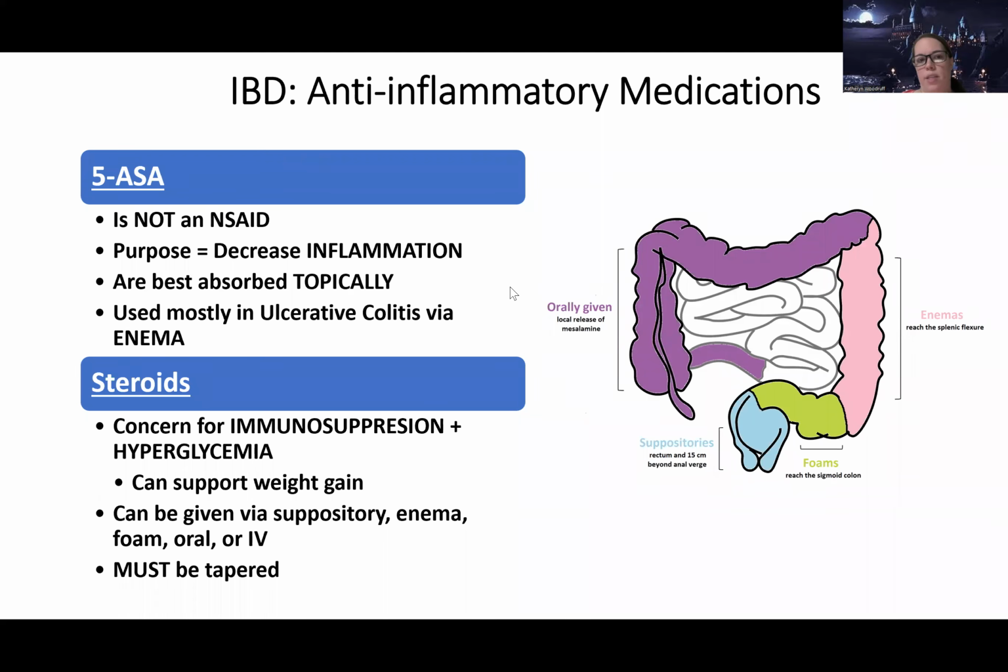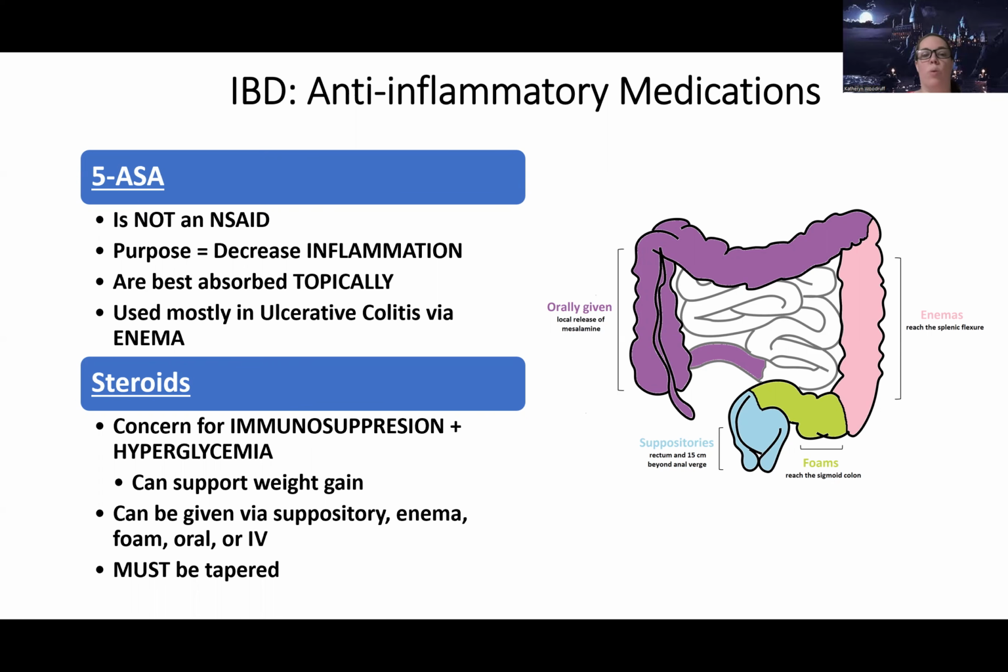So then getting into these medications, what we want to think about is that we're going to have medications that help decrease inflammation, and then we're going to have medications that help decrease the frequency of attacks of inflammatory bowel disease. The anti-inflammatory medications, this one is a new one that you're not familiar with. We haven't discussed this semester. It's really only used for IBD. It's 5-ASA. It looks like it would be an NSAID, but it's actually not. It's similar, but not exactly that. And the purpose of it, of course, is to decrease inflammation.